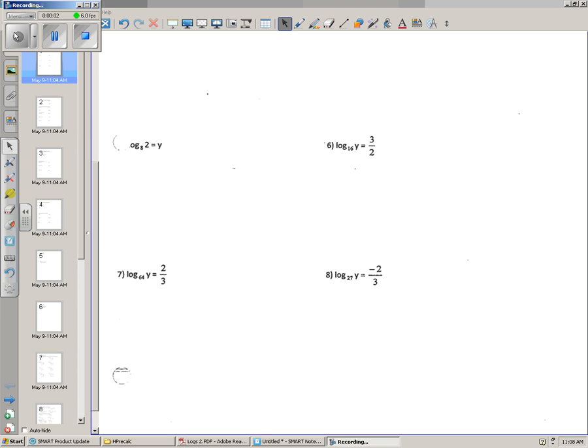Okay guys, today we're going to look at a review of logarithms. So let's just start with question 5. For question 5, we're going to rewrite this in exponential form. So that would give us 8 to the y equals 2.